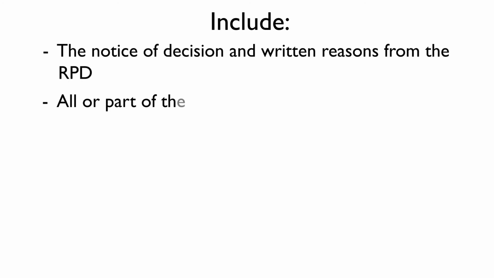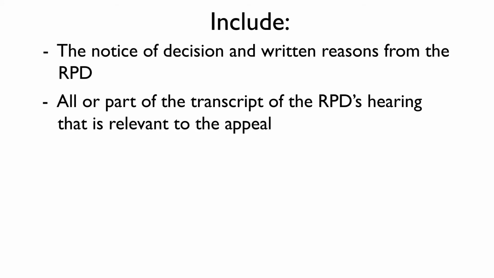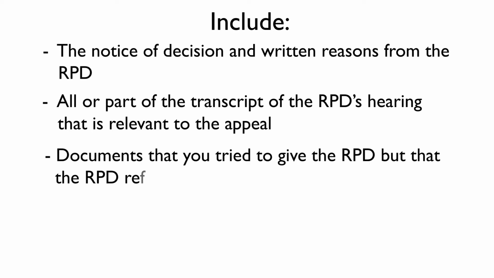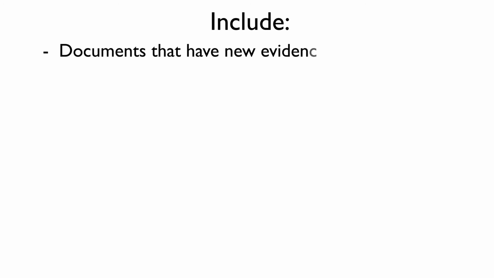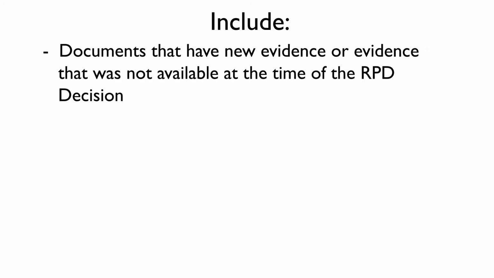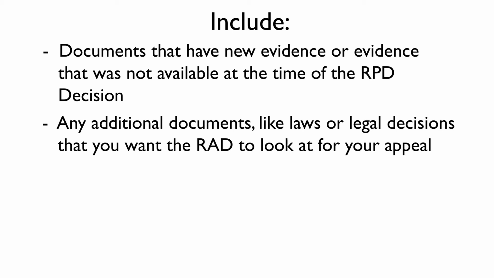You need to be sure that your appellant's record contains printed copies of the following documents in the following order: the Notice of Decision and written reasons from the RPD, all or part of the transcript of the RPD's hearing that is relevant to the appeal, documents that you tried to give the RPD but that the RPD refused to accept, the written statement concerning new evidence form, and/or the written statement concerning the hearing at the RAD form. Any documents that have new evidence or evidence that was not available at the time of the RPD decision. Any additional documents, like laws or legal decisions that you want the RAD to look at for your appeal. And finally, the memorandum that you just completed.